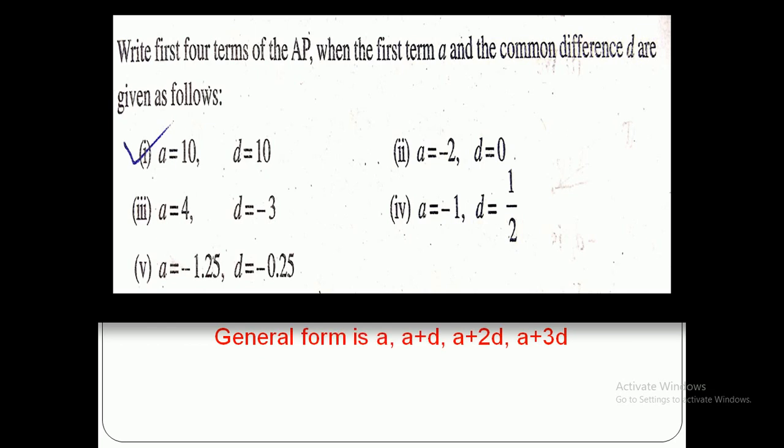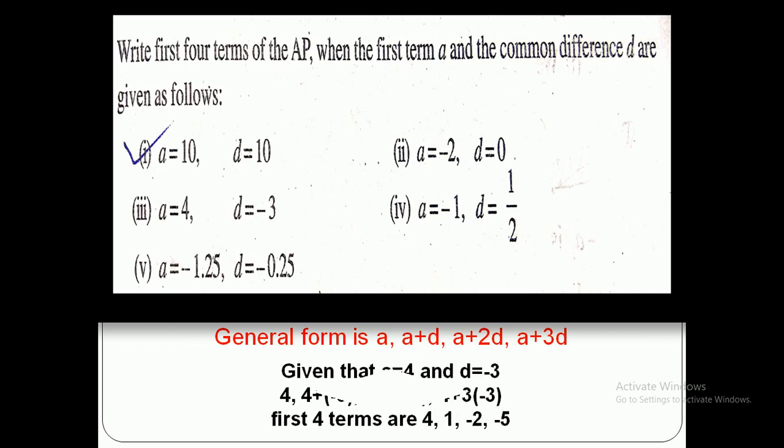A is equal to 4. First term is 4 and the common difference D is minus 3. So for that we have to take the general form. The general form is like this: A plus D, A plus 2D, A plus 3D. We have to write the first four terms, right? That's why we have to choose A, A plus D, A plus 2D, A plus 3D. So what we have to do now? Given that A is equal to 4 and D is equal to minus 3, we have to substitute the A and D values. That's it.